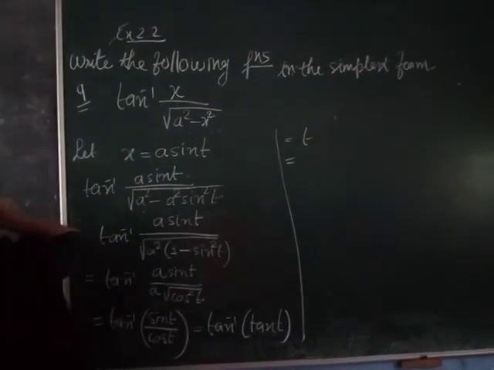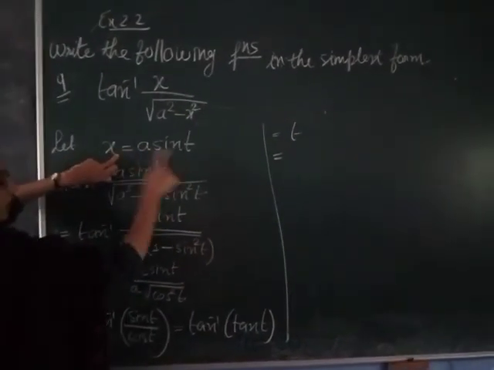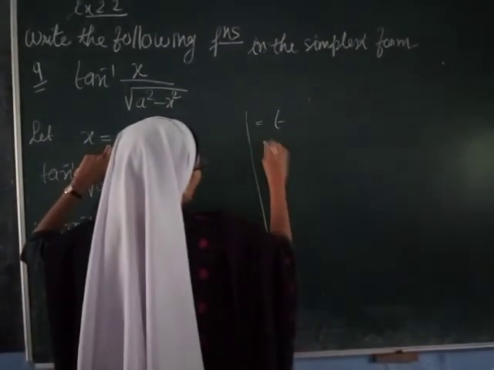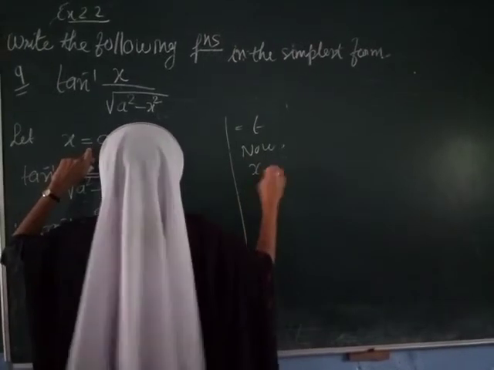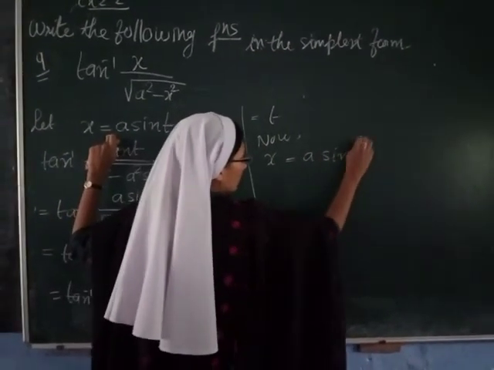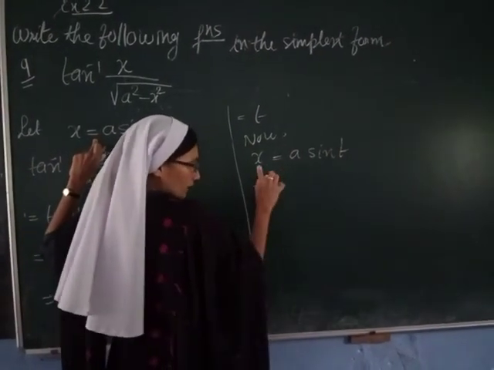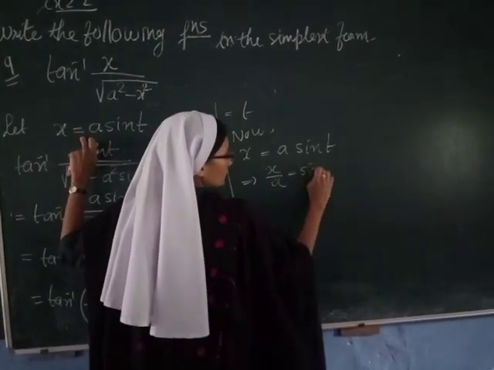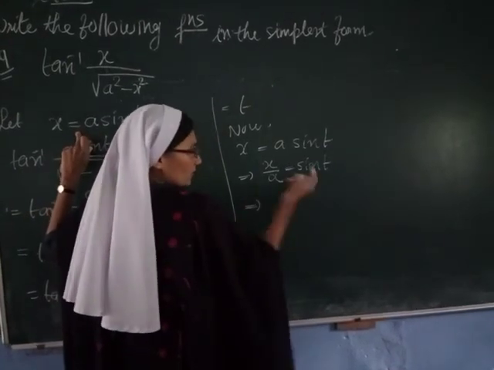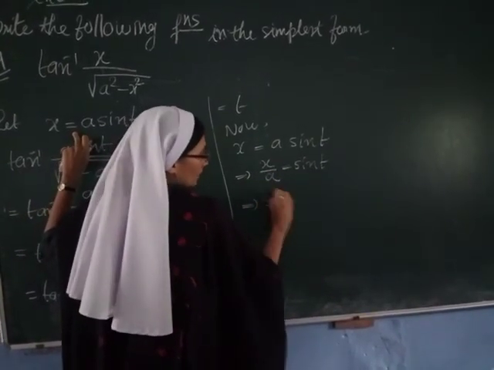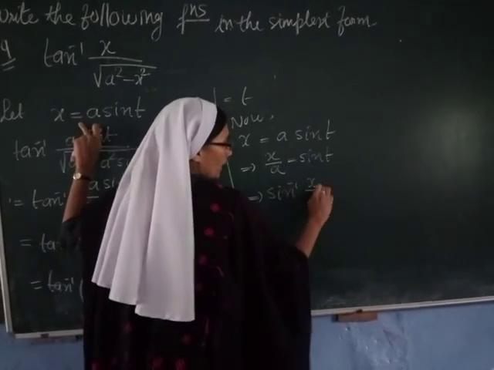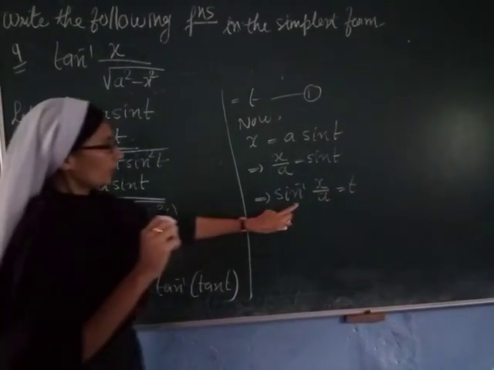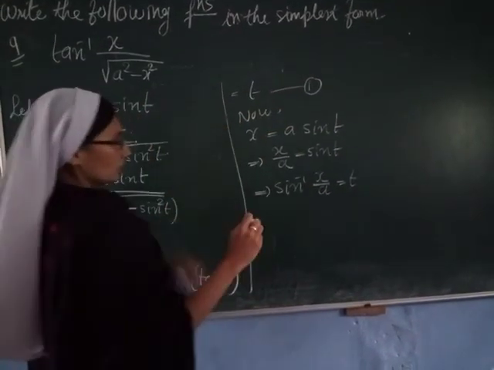Now put the value of t. I have not transferred t here. What will be the value of t from here? Now x is equal to a sine t. First you transfer a here, so x by a is equal to sine t. Now transfer sine here, it becomes sine inverse. So sine inverse x by a is equal to t. Let's call this 1, and we'll put the value of t in equation 1. That is your simplest form.